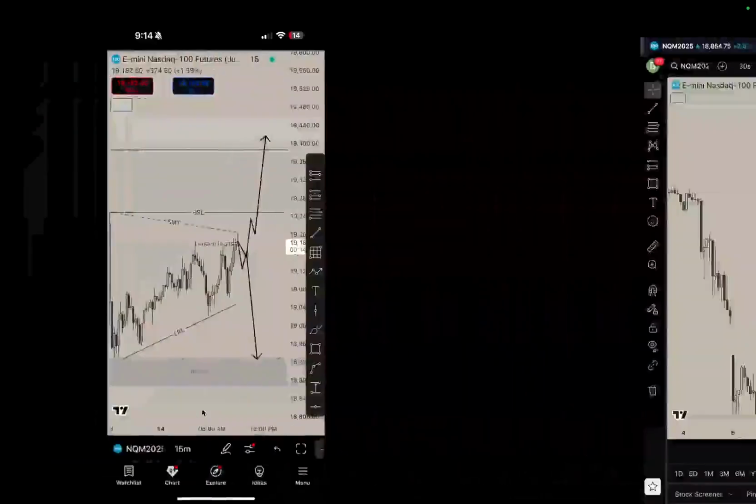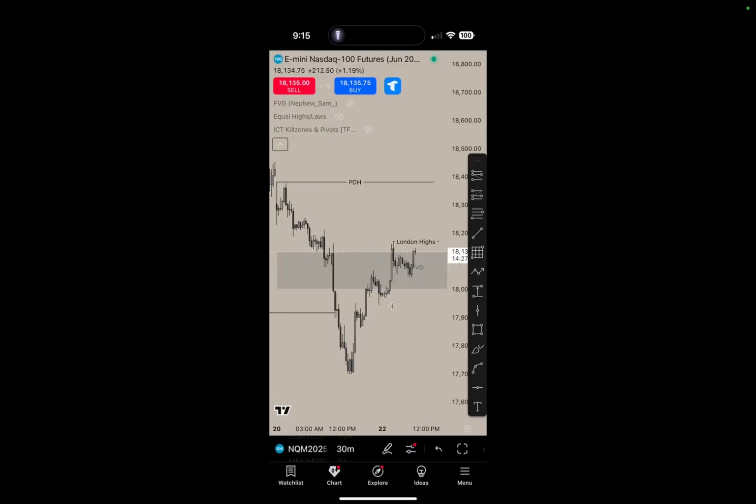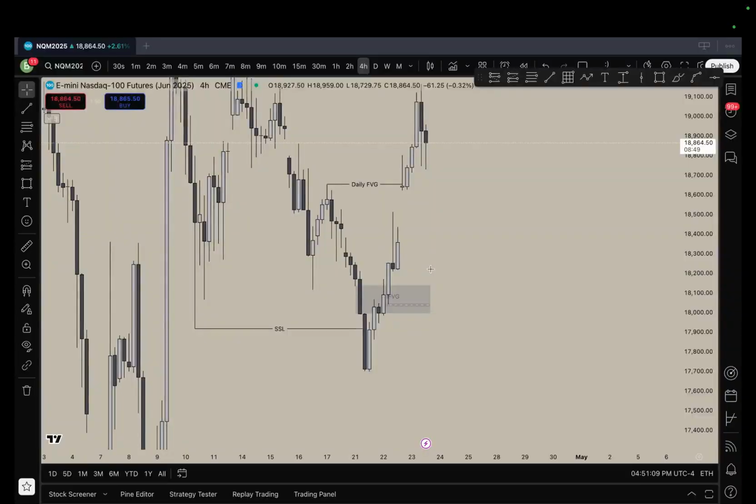Doesn't this look almost the exact same thing that I drew out? We are delivering from sell side. We are disrespecting this bearish fair value gap, and then we are respecting this bullish fair value gap on the 30-minute right here. Okay, and then I ended up taking a very gnarly long here the next day. And that is that. Hopefully, this cleared up some stuff for you.